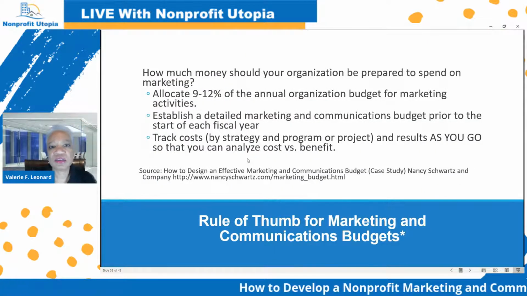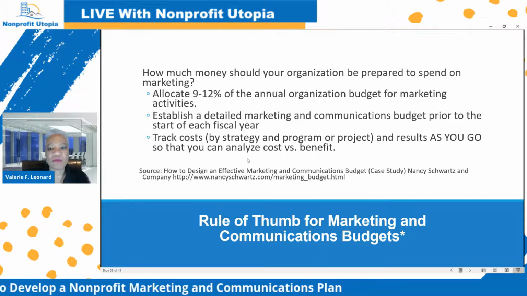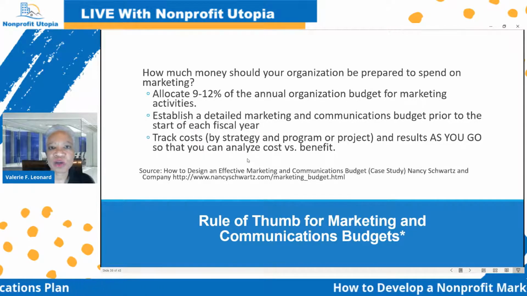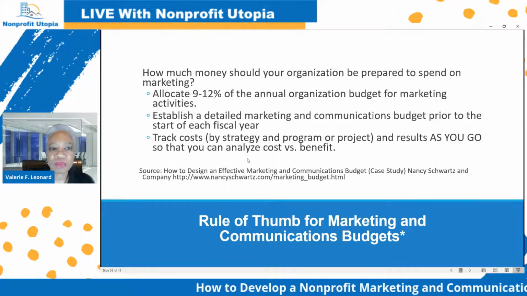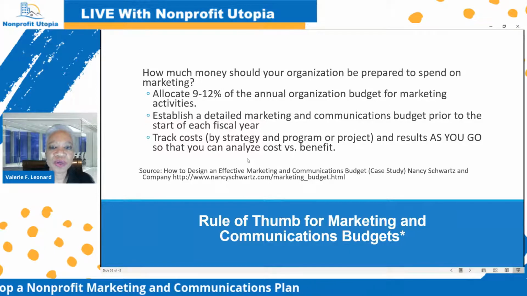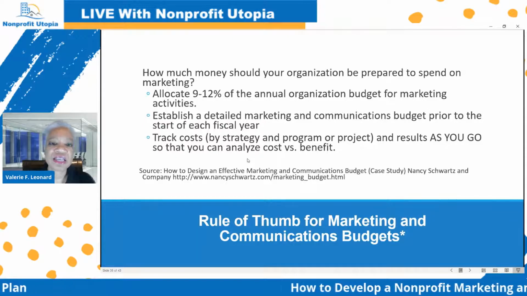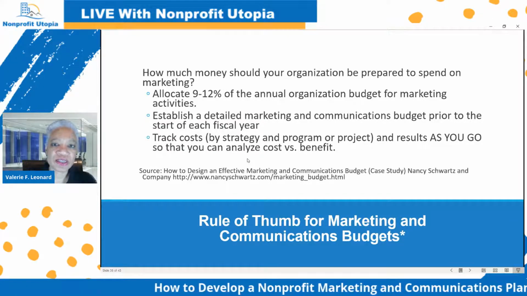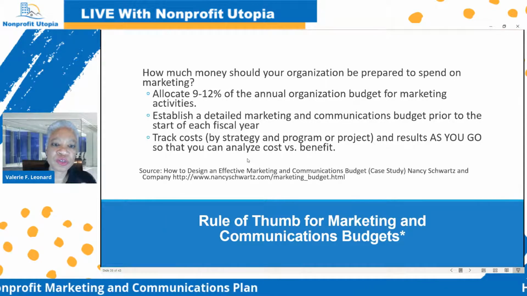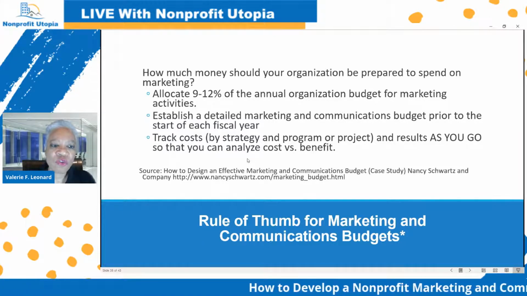And then, some people, a common question is how much money should you be spending for marketing? You should typically allocate anywhere from 9 to 12% of your budget on marketing, no more than 12%. And then you want to make sure that you have a budget prior to the start of each fiscal year. So now is a good time to get your communications budget together. You're near year end, you're developing your budgets for next year. Make sure that you allocate anywhere from 9 to 12% of your total budget for your marketing.